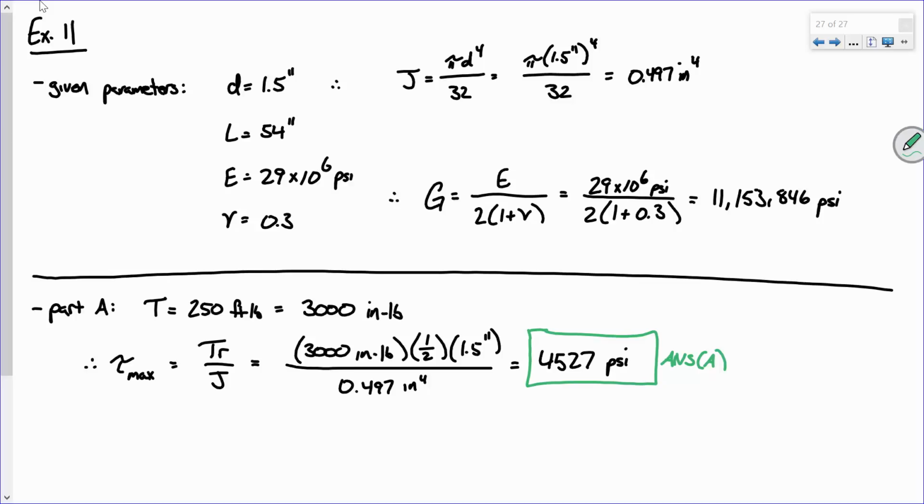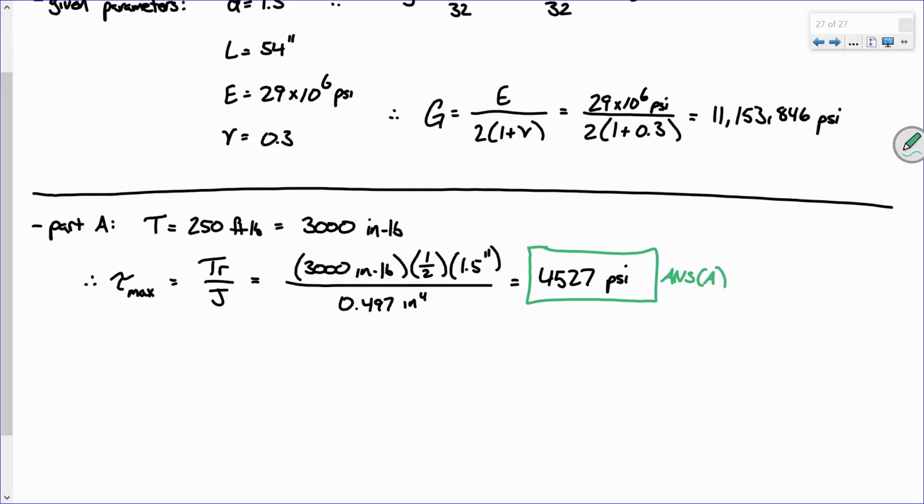Okay? So this is where I'm saying be cognizant of your units. Be diligent. Write it out. That might be another justification as to why this unit comes out in inches to the fourth. It's so that the units resolve themselves, and so that the dimensions resolve themselves, and you get force per length squared for stress. Okay. Now, angle of twist.